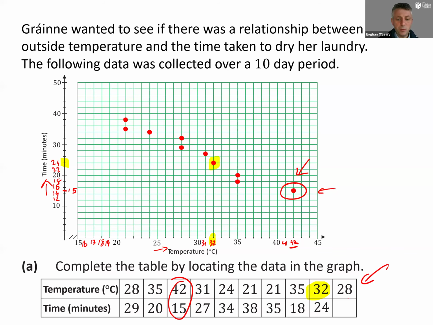With the second one, we have to be more careful because there are 2 of them at that temperature of 28, so 25, 26, 27, 28. So we go up and we have 2 here. Let's be very careful. This goes 26, 28, 30, 32. So the upper one is 28 degrees, 32 minutes. And the lower one is 28 degrees and 29 minutes.